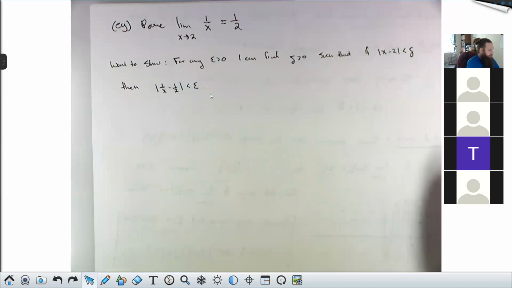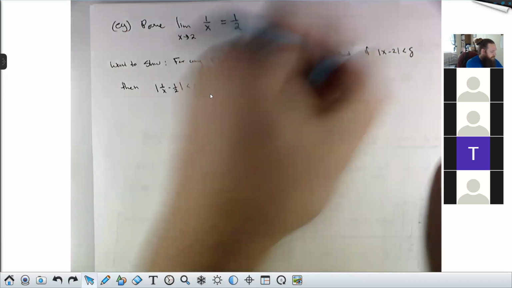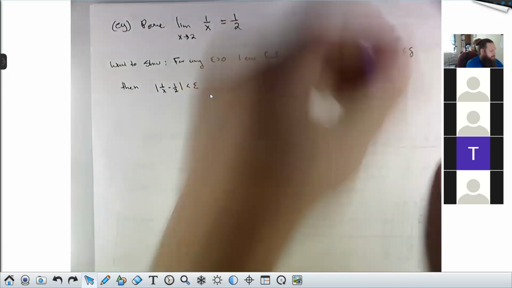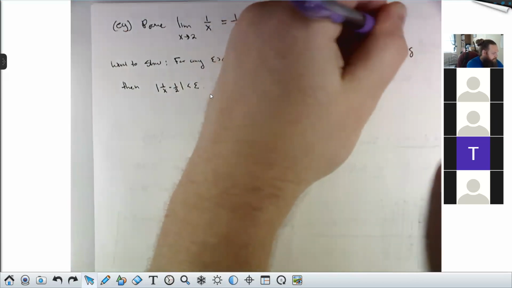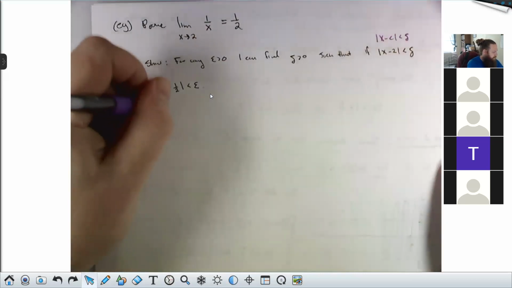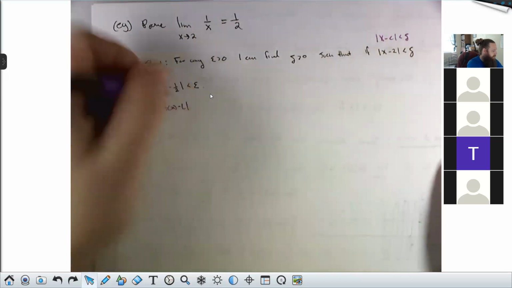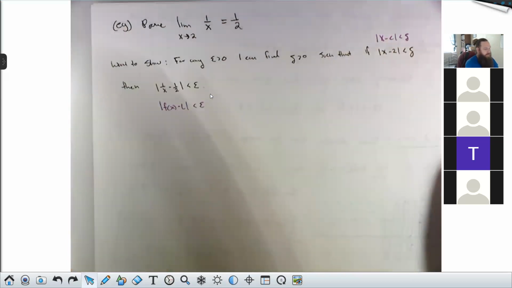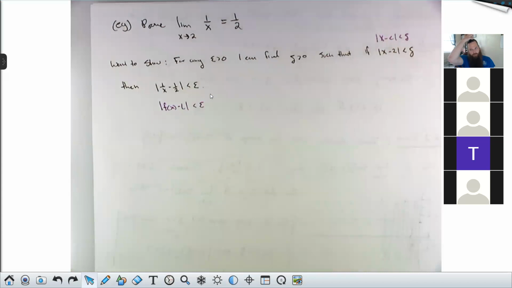Wait, but how do you get the absolute value of x minus 2? Like, why would you choose that? Well, this is just from the definition, right? The definition says absolute value of x minus c less than delta implies absolute value of f of x minus L less than epsilon. So each of those individual pieces is coming from the definition itself.